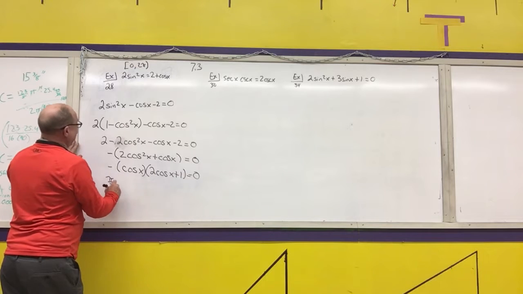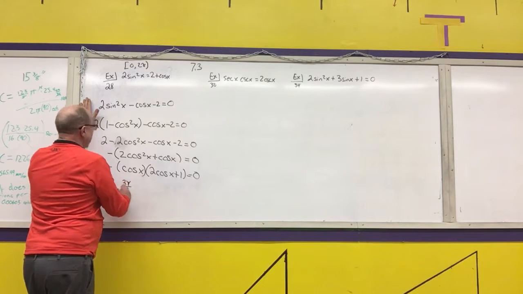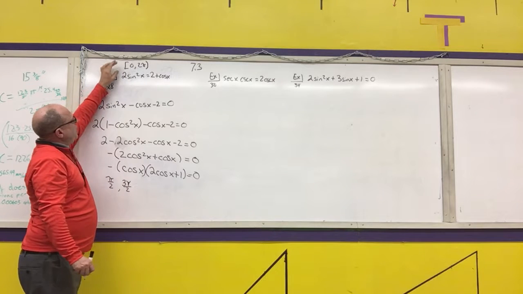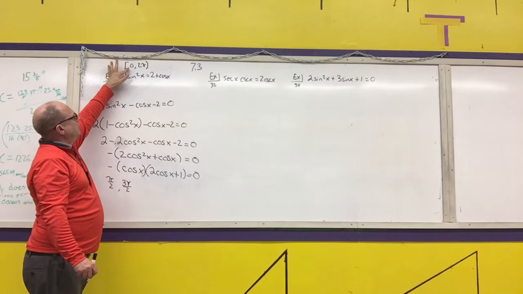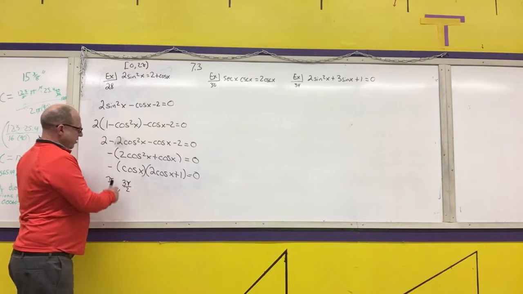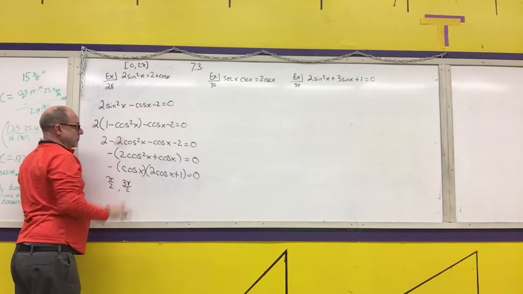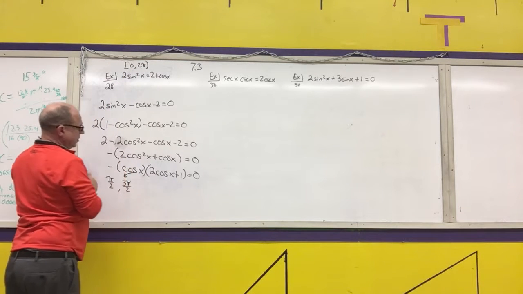And at 3 pi halves. Please note, the directions for this group of problems is give me the answer on the interval of 0 closed to 2 pi open. So I didn't do negative pi halves. I did the 3 pi halves to be in this interval. So that's the answers to that one.